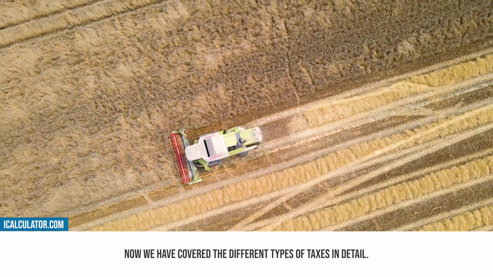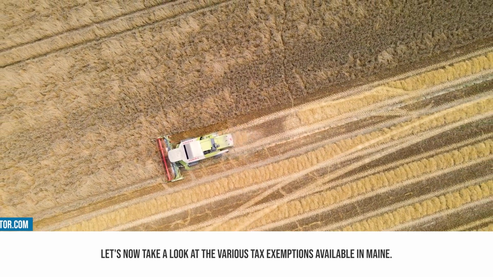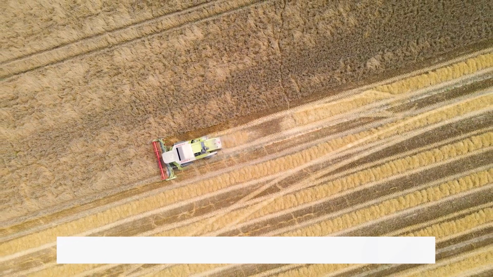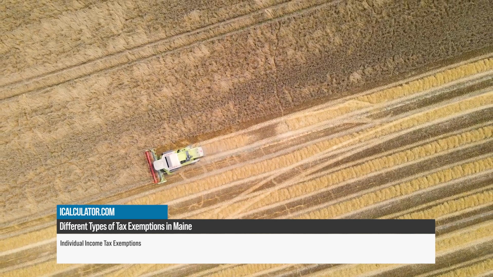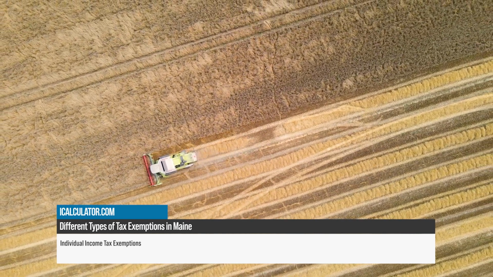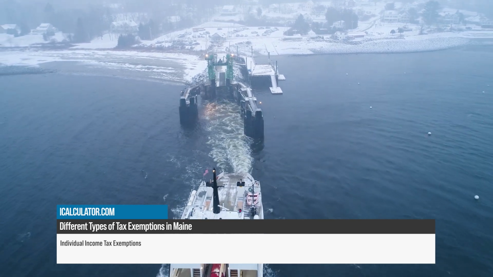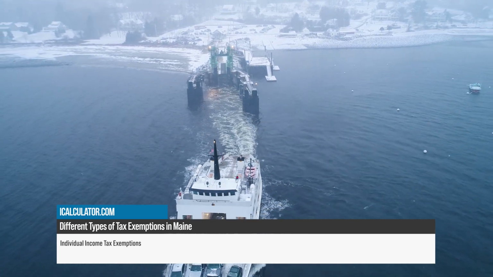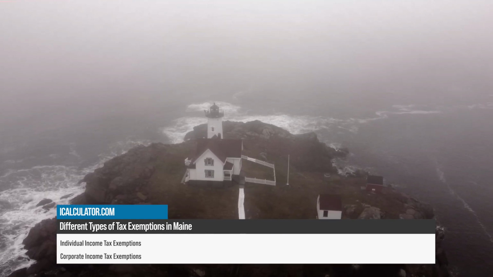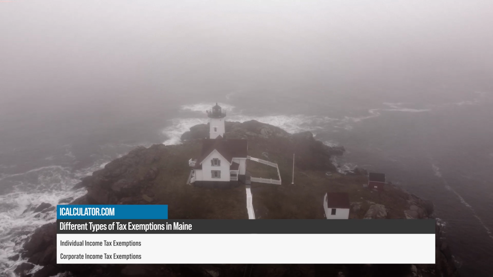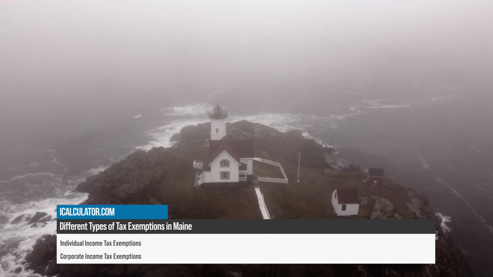Now we have covered the different types of taxes in detail, let's now take a look at the various tax exemptions available in Maine. There are various tax exemptions available in Maine, including individual income tax exemptions. Exemptions include a standard deduction, personal exemptions, and deductions for specific items such as retirement income, property taxes paid, and certain educational expenses. Corporate income tax exemptions. Exemptions include certain types of non-profit organizations and specific business activities, such as manufacturing and research and development.